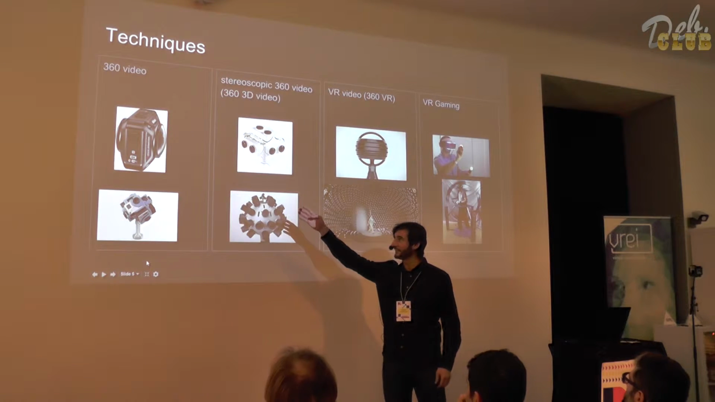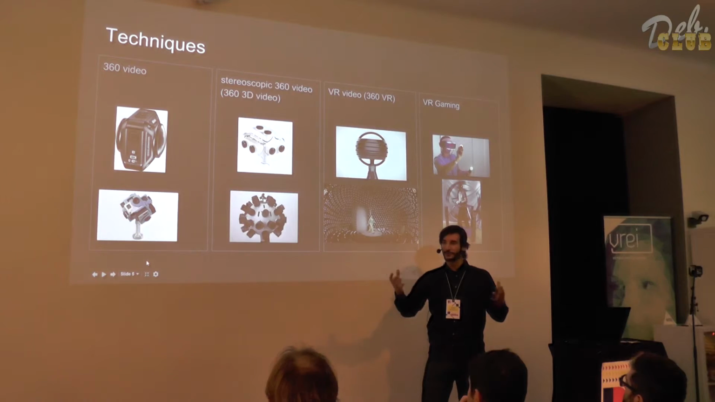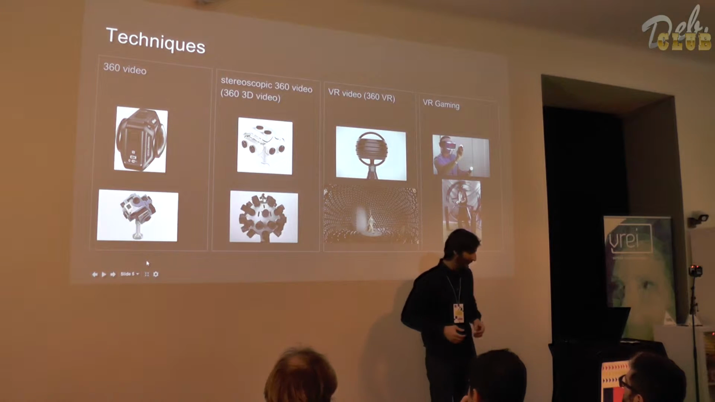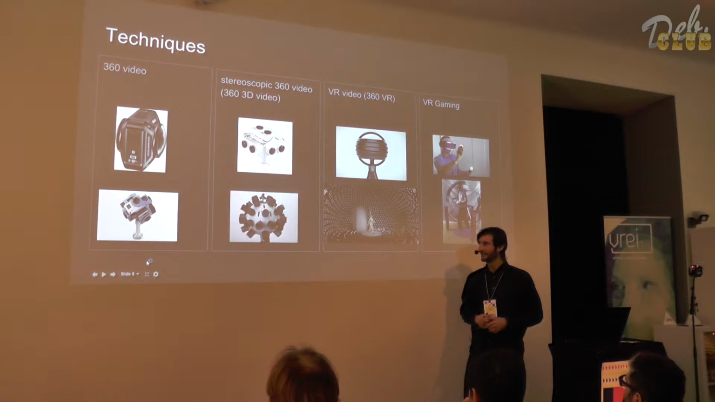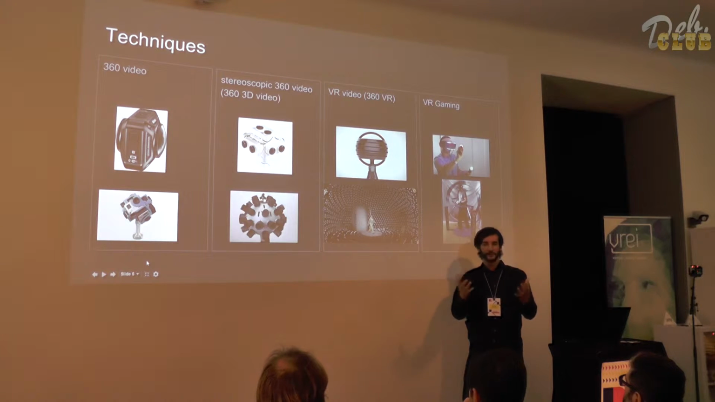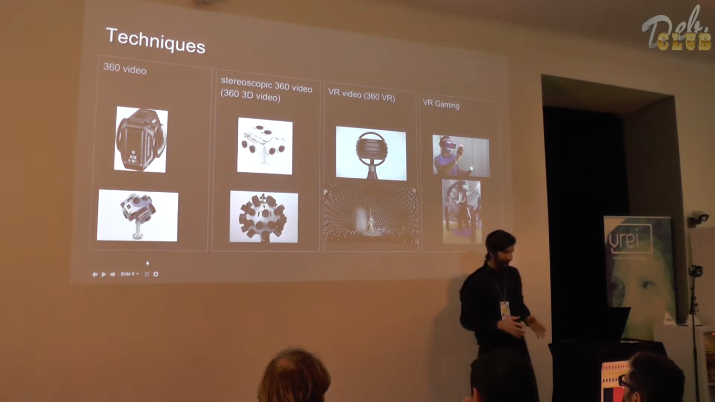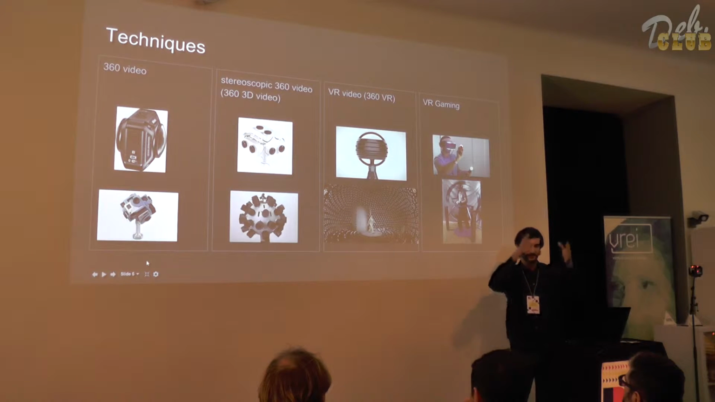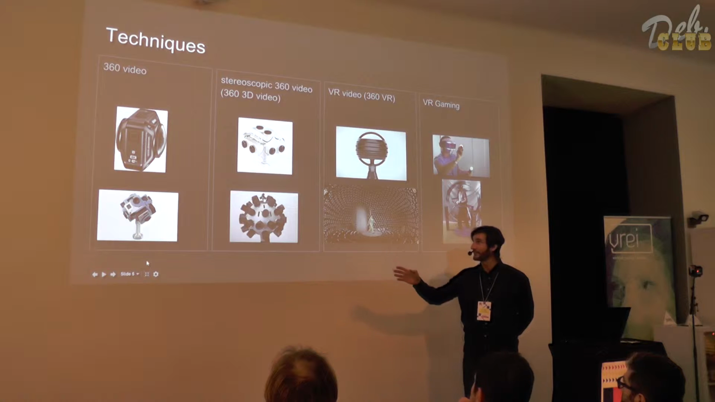We have the most basic thing, that is 360 video. It's basically a rig of cameras, filming towards all directions. Later with software, the images from these cameras are stitched together, and you get a complete spherical image. You have it on your hard drive, you take it on your computer, play it, and you can view it at home or wherever you are, right?